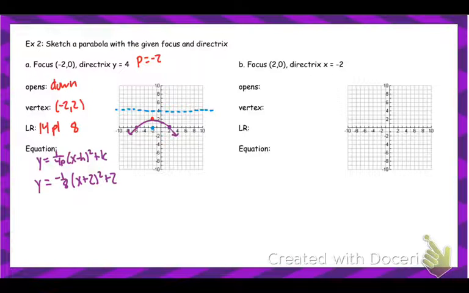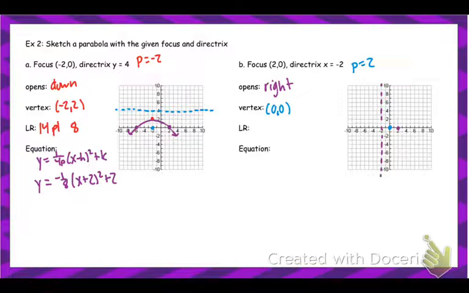All right, focus is at 2, 0. Directrix is x equals -2. It's a vertical line. So since directrix is a vertical line, our focus is going to the right. This is going to open right. Vertex is halfway in between them, which is at 0, 0. Since that's my distance right here between those is 2, it's opening right, so my p-value is 2.